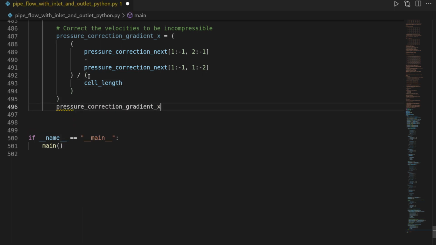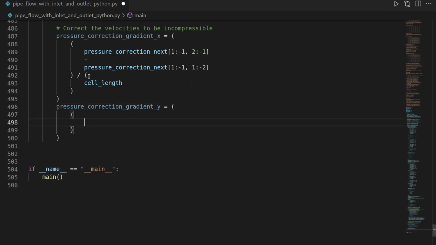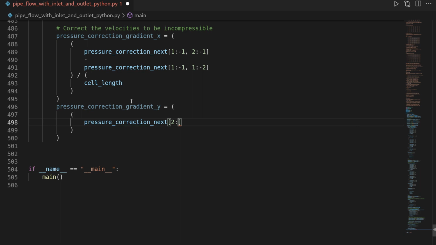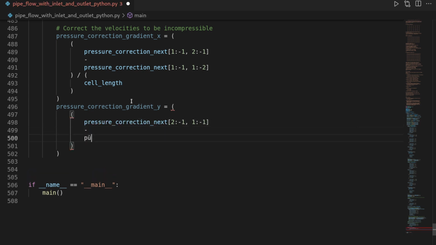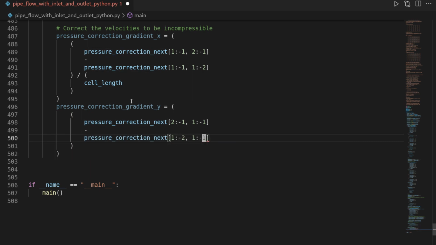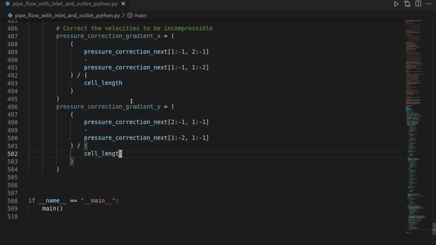Then we have a gradient in y direction, and this one works also similar to what we've done with the updates in the y direction. Similar pattern, we do the pressure correction, and from 2 to -1, and interior in x, minus pressure correction next, 1 to -2, interior in x. And here we divide by the cell length. And then we can use these two gradients to update our velocity.